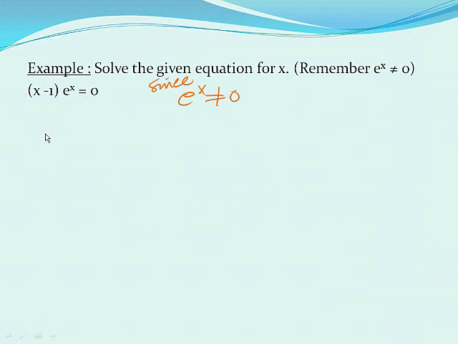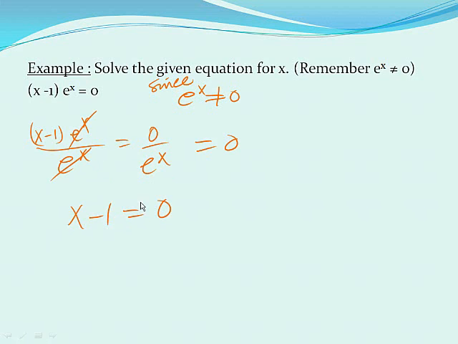If I divide both sides by e^x, I will get (x minus 1) multiplied with e^x divided by e^x, which will be 0 divided by e^x. That will be 0. So we get a new equation, which is x minus 1 equals 0. That tells you that x has to be 1. So that is the solution here.